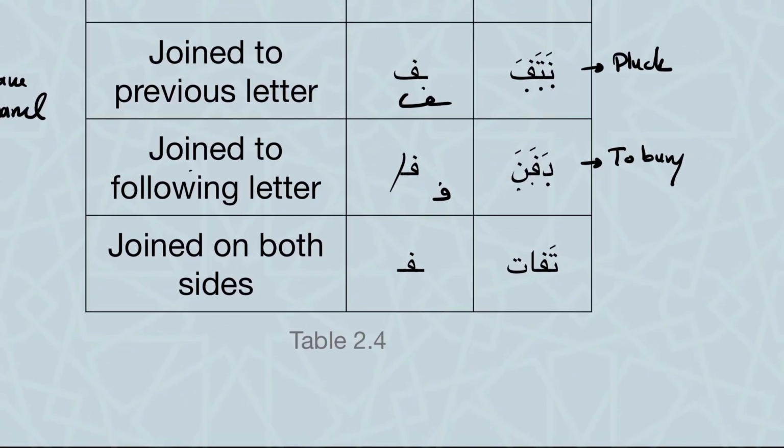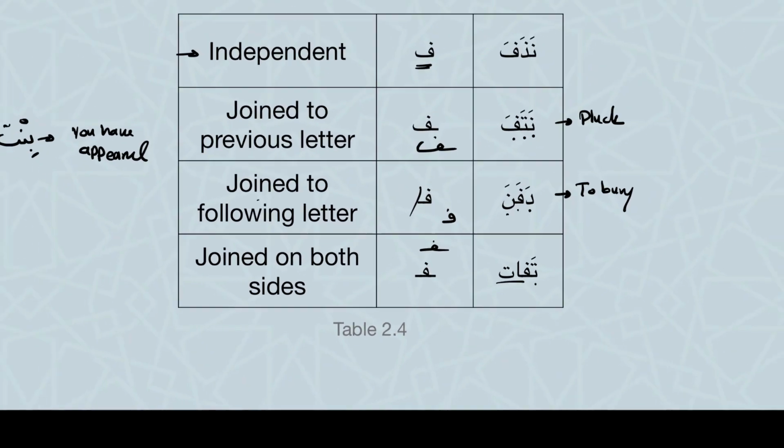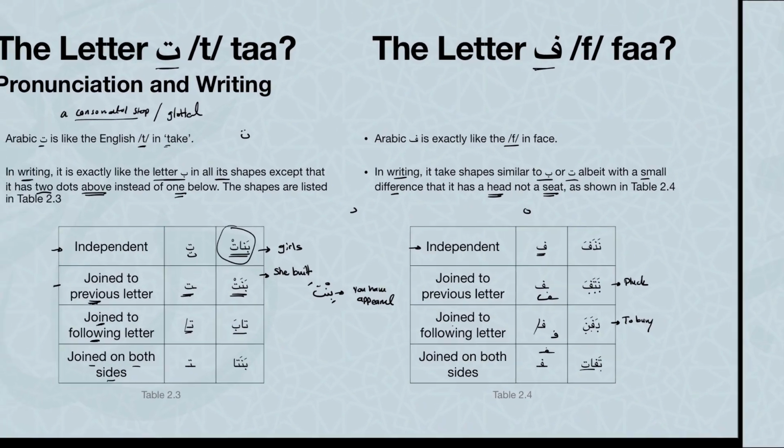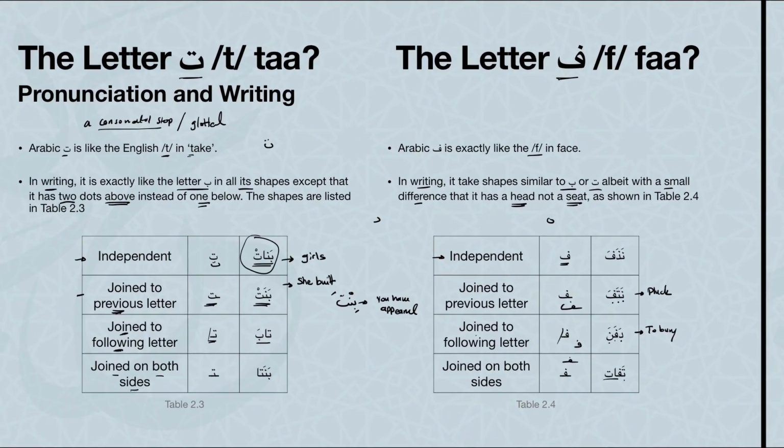Joined on both sides, same thing. The boat gets completely cut. It's chopped, but the head remains. So I would write it like this. And how would I say it? It would be tafat. Why am I saying fa here? Because it's an alif, so it's a long vowel, so it's tafat. So far, I don't think the ta and fa could pose problems to anyone.